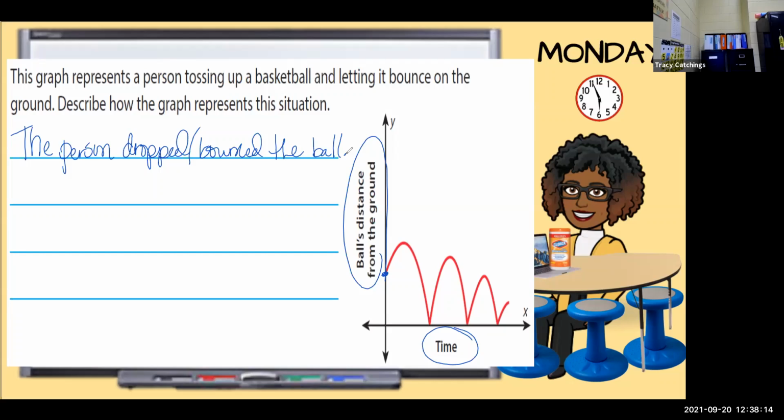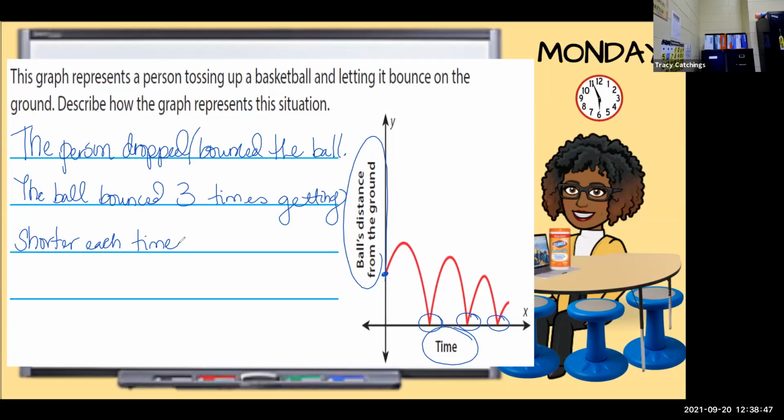So the person dropped, bounced the ball. How many times did the ball bounce? Three. This is the ground. So the ball bounced 3 times. Somebody said getting shorter each time. And not just getting shorter, but it started to do what? Decrease in height. That's shorter each time.